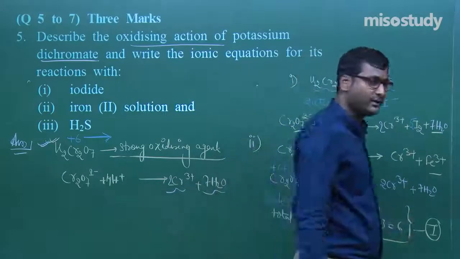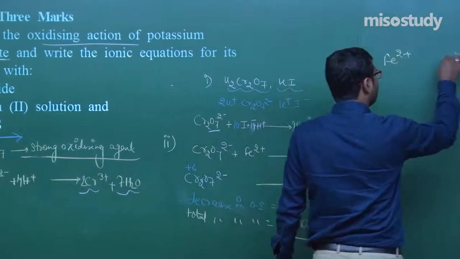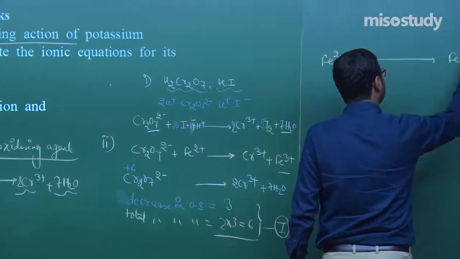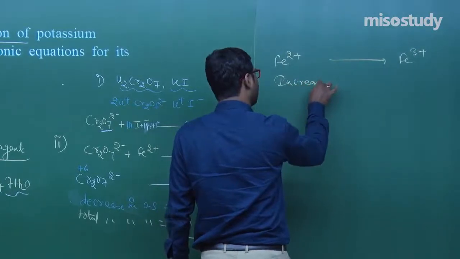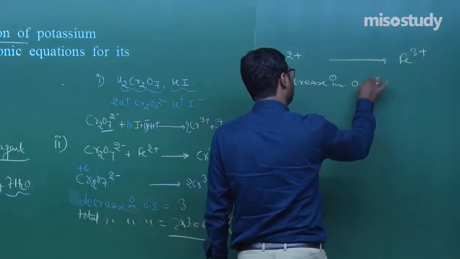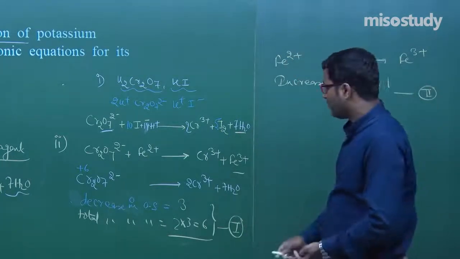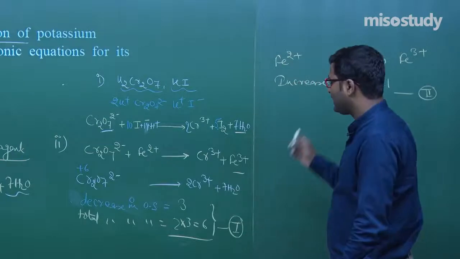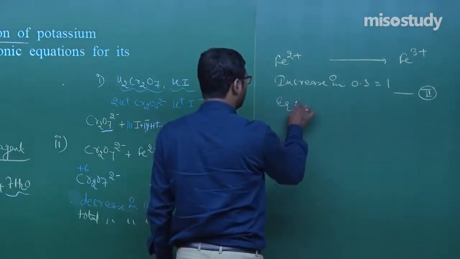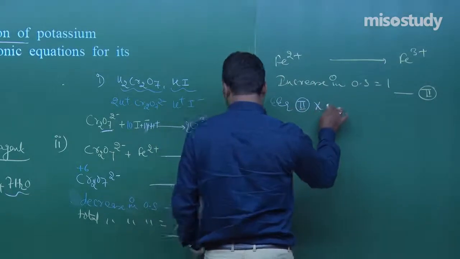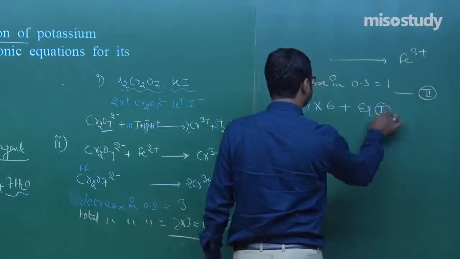I am moving on, my friend. Now in the case of Fe2+, it converted to Fe3+. Now the increase in oxidation state, tell me. Increase in oxidation state is 1. Now this is equation 2. What does the rule say? We have to balance the total decrease and total increase in oxidation state. So we have to multiply equation 2 by 6 and add equation 1.